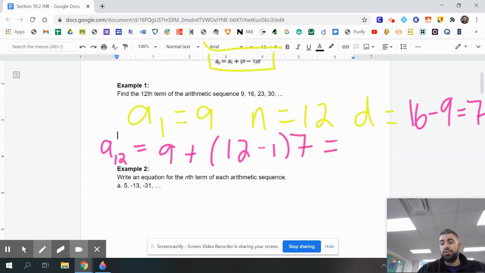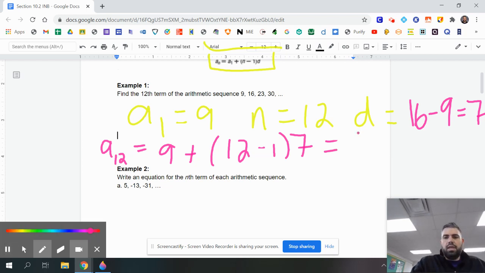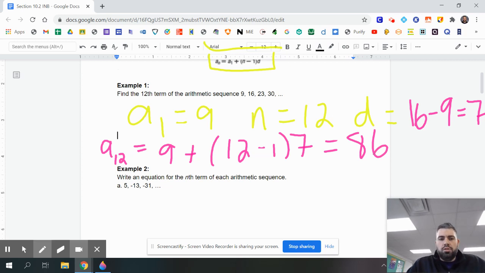I can just put this into my calculator, and I end up getting 86. So the 12th term is 86, and all we had to do was know the first term, the term we were looking for, the 12th one, and that the common difference is 7. Now, if you wanted to check your answer, and I'm not going to say you have to because I know it takes time, for a number that's 20 or less, you could write out every single one and circle it. That's an effective way. This is just a lot faster.